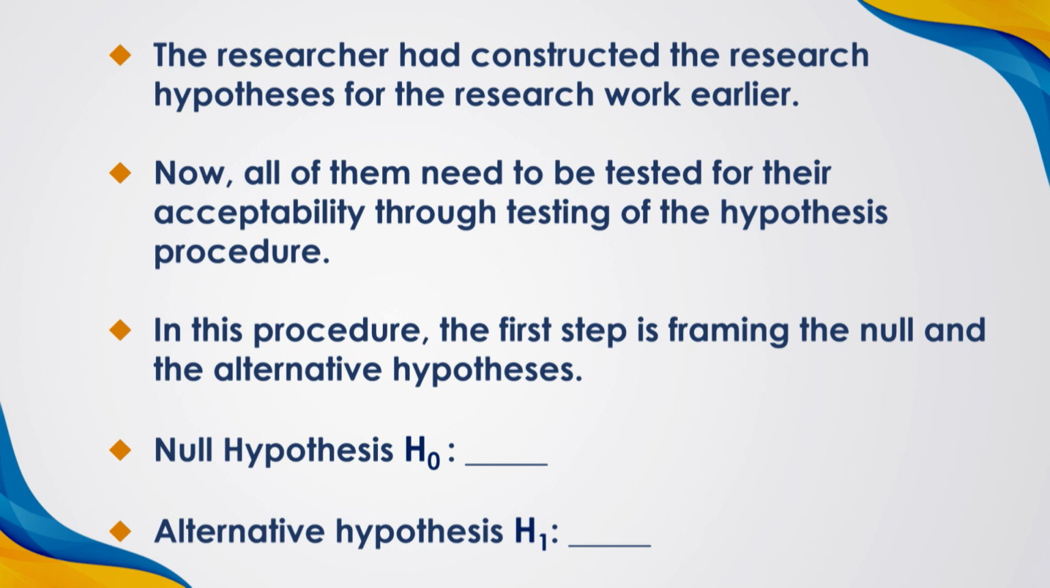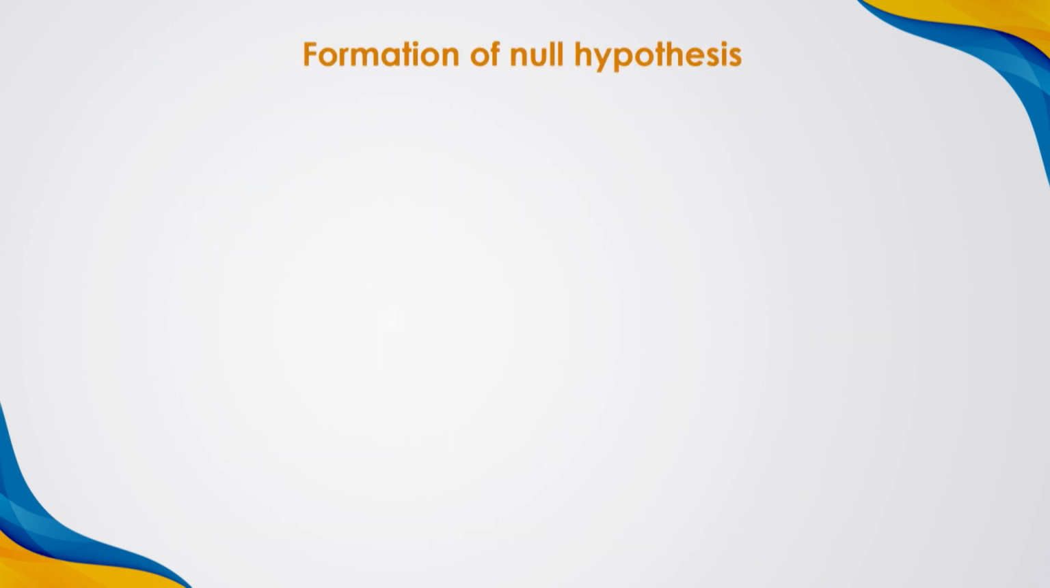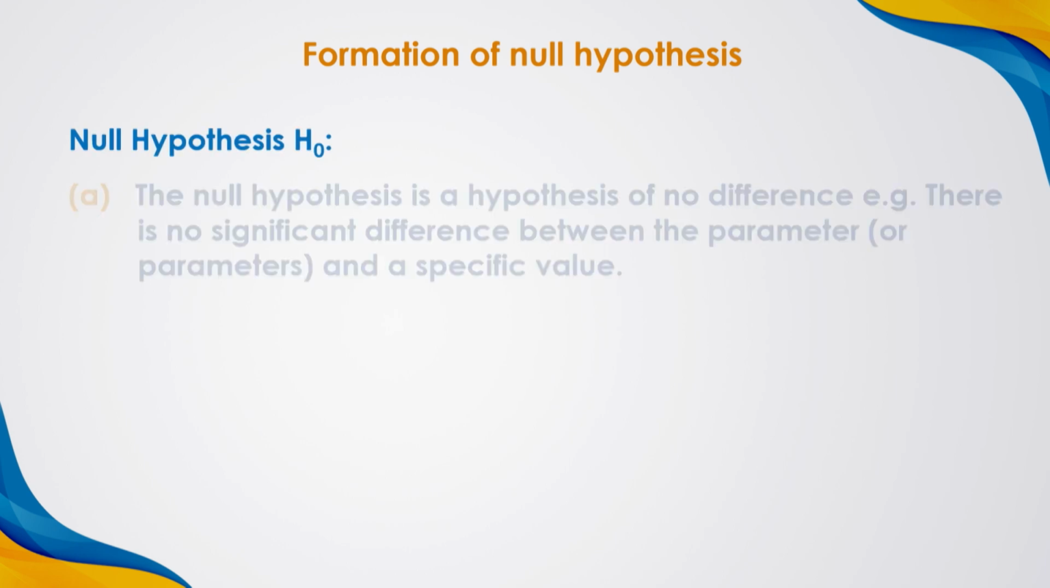In this procedure, the first step is framing the null and the alternative hypothesis. Null hypothesis is always denoted by H0 and alternative hypothesis is always denoted by H1, and these two hypotheses are to be filled by the scholar researcher, and therefore given a line to make note of that point. Now, formation of null hypothesis. Null hypothesis is denoted by H0.